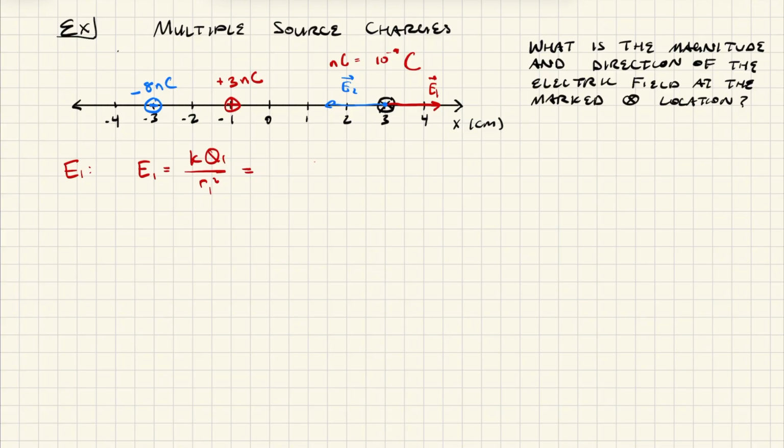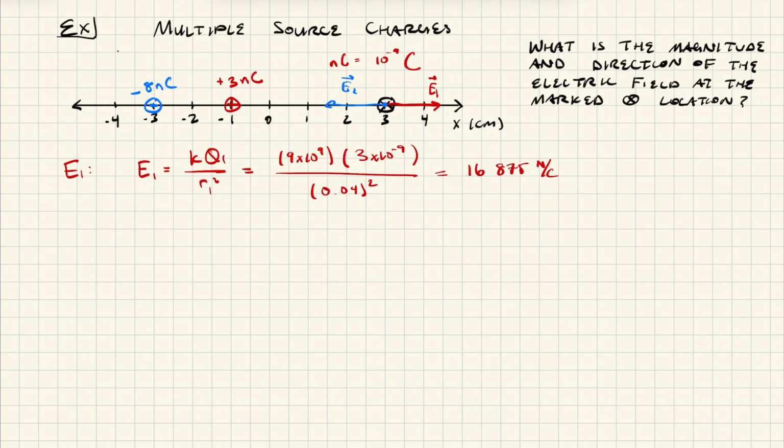So plugging in our numbers, we can use Coulomb's constant for K, 9 times 10 to the 9, times the 3 nanocoulomb charge, so 3 times 10 to the minus 9 coulombs, over the distance squared, which we figured out was 4 centimeters. So I'm going to do 0.04 squared because everything we plug into this equation should be in kilograms, meters, seconds, coulombs, etc. And so when I plug these into a calculator, I find out that the magnitude of E1 is going to be 16,875 newtons per coulomb.